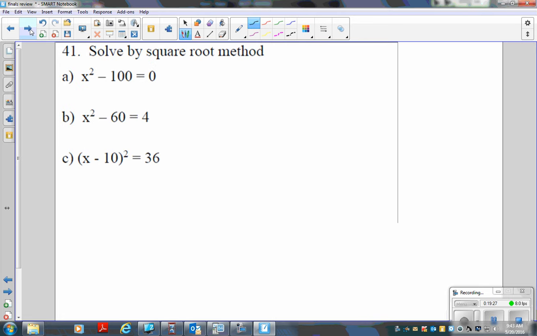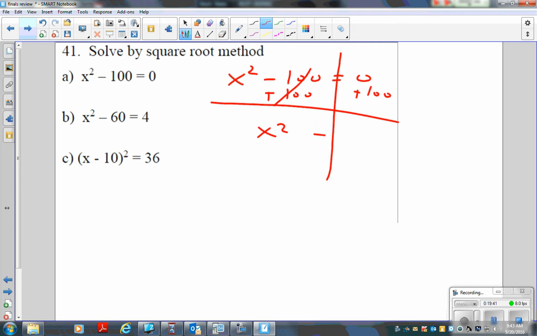All right, solve by a square root method. This is really simple. Get the number on one side, get the x squared on the other side. So we just add 100 to both sides. We get x squared equals 100. And when the x squared is by itself, we do the opposite of a square, which is a square root. These cross out. You end up with x equals positive and negative 10.